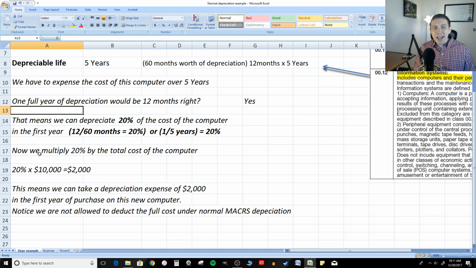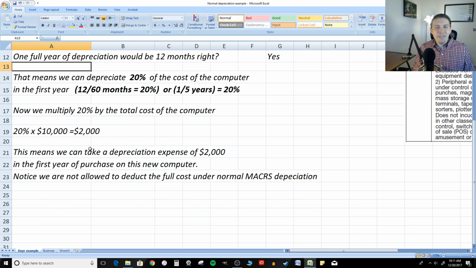So now we multiply 20% by the total cost of that computer. 20% times $10,000 gives us a $2,000 depreciation expense, normal depreciation. So each year, if we weren't going to use the 179, we would be able to deduct $2,000 of depreciation expense each year for 5 years on this computer.